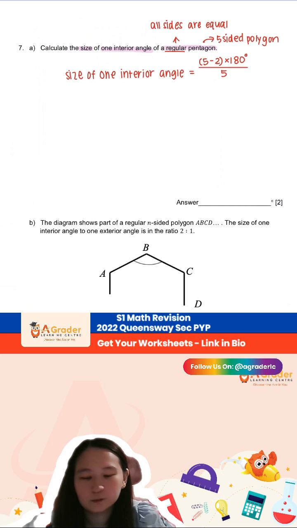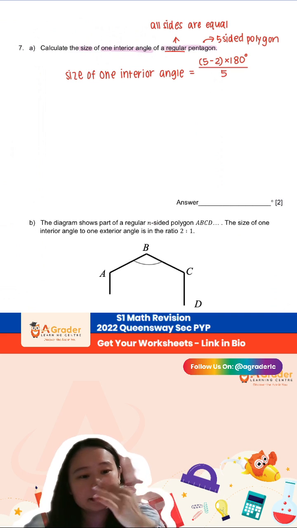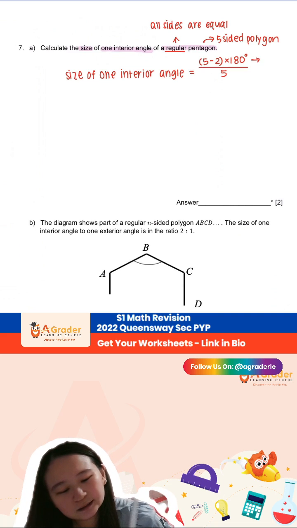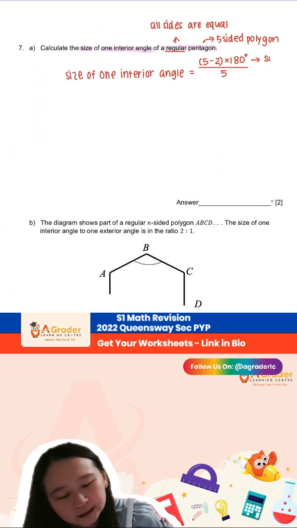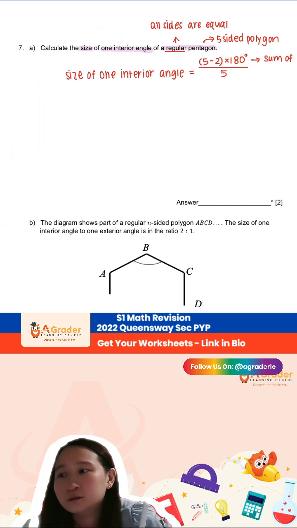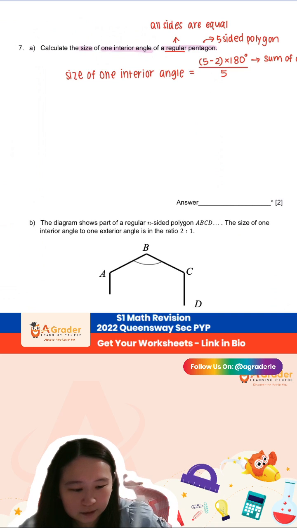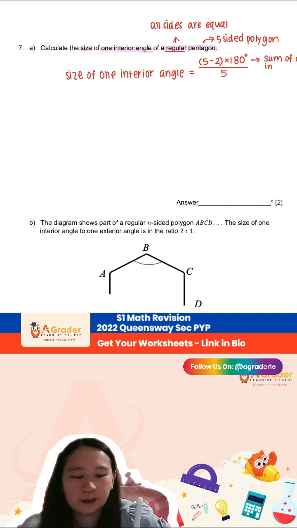Divide by 5 because there's 5 sides. Okay, so your numerator is actually the sum of angles in a pentagon.